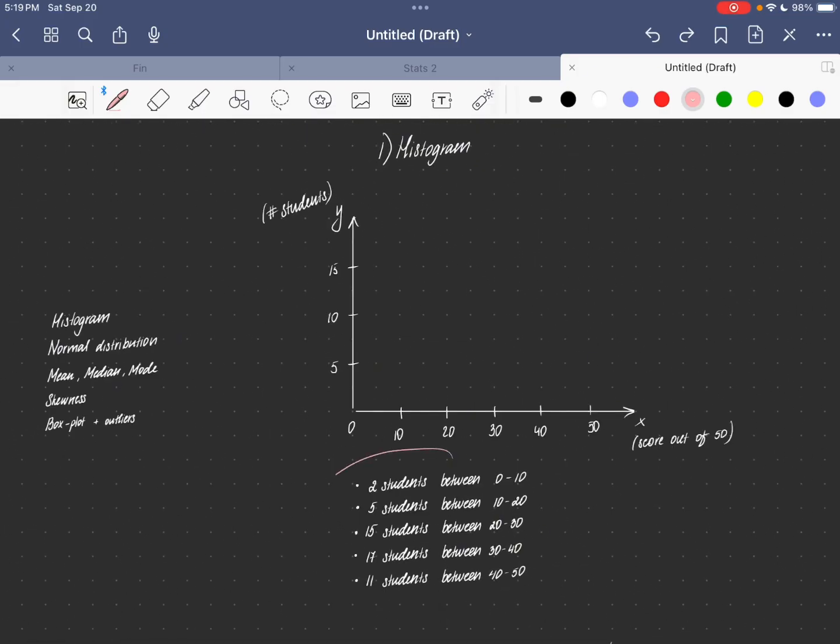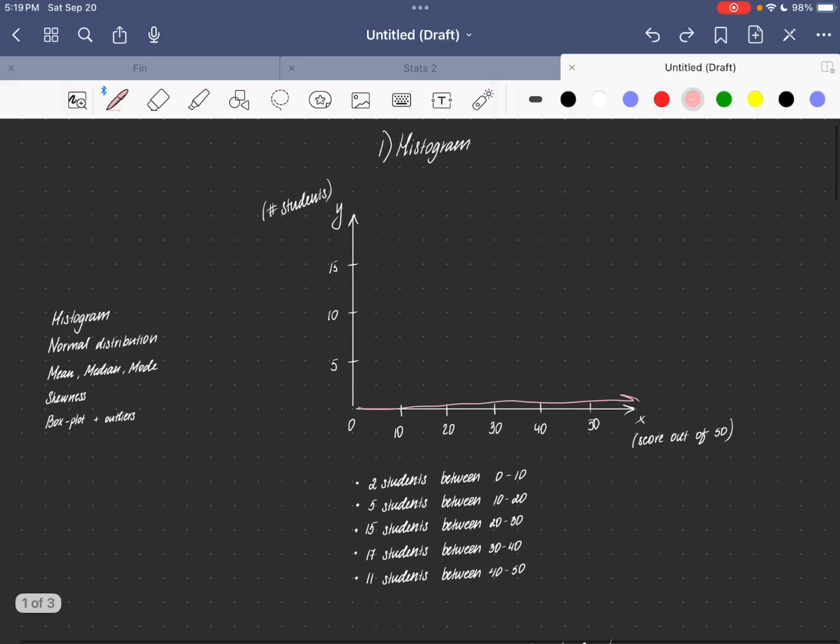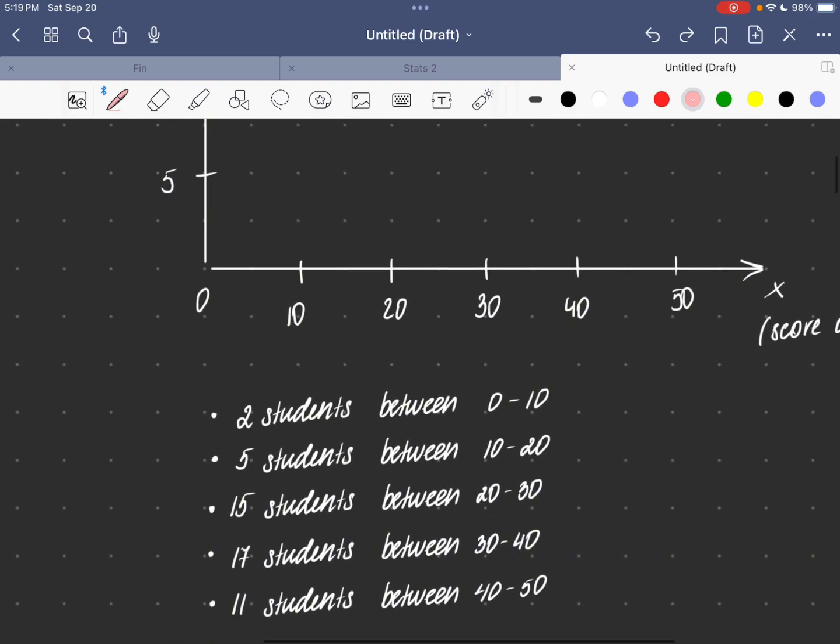So right here, you're given data about 50 students in your math classroom. All of you decide to take a math test that is scored out of 50. On the x-axis, we have the score out of 50, and on the y-axis, we have the number of students that got that score. The data says you have 2 students that scored between 0 and 10. So you plot it like this. Imagine there's a 2 here, and then we get 2 students.